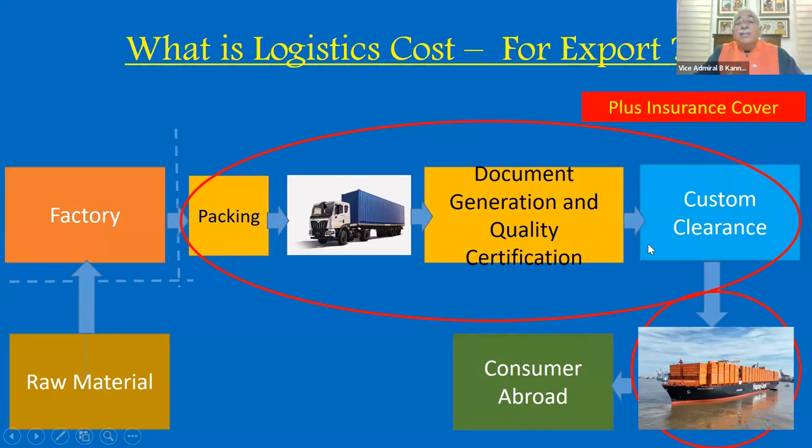Then customs clearance, some expenditures there. Then it goes to a ship. It can go by air also. Land also is possible, but in our case, it's more of ship and air. And then the consumer abroad gets the item. So if these costs are significant, then your export market will be lower because your cost is high.